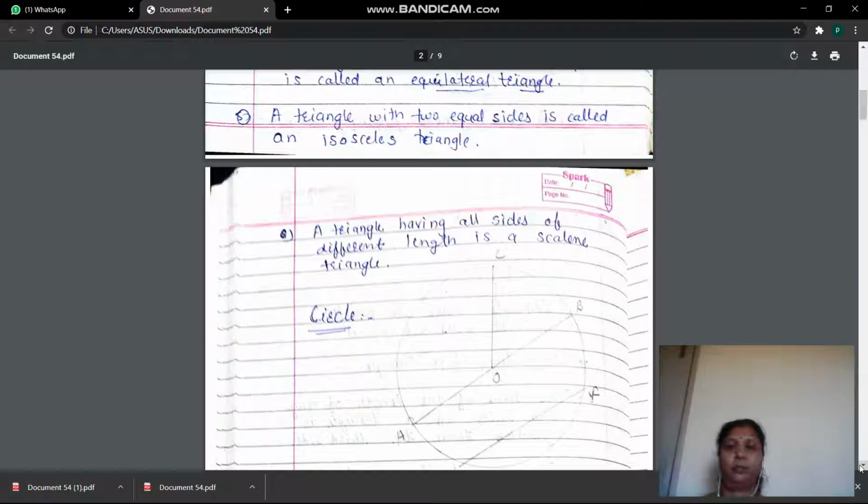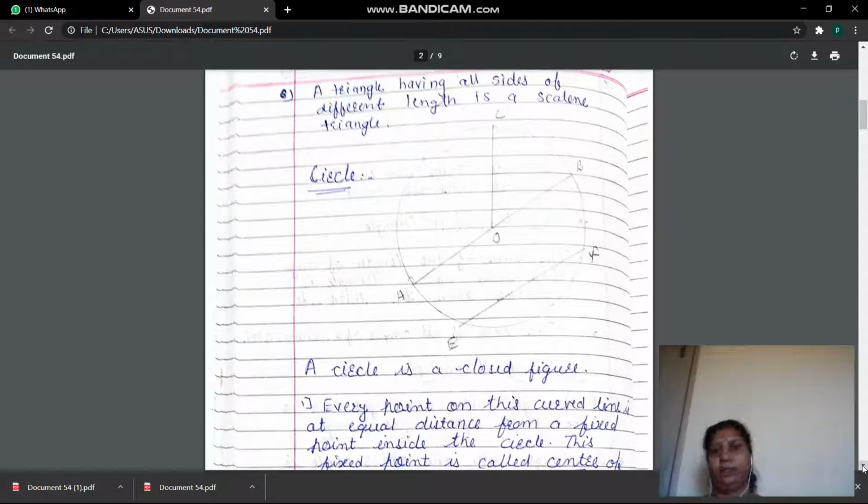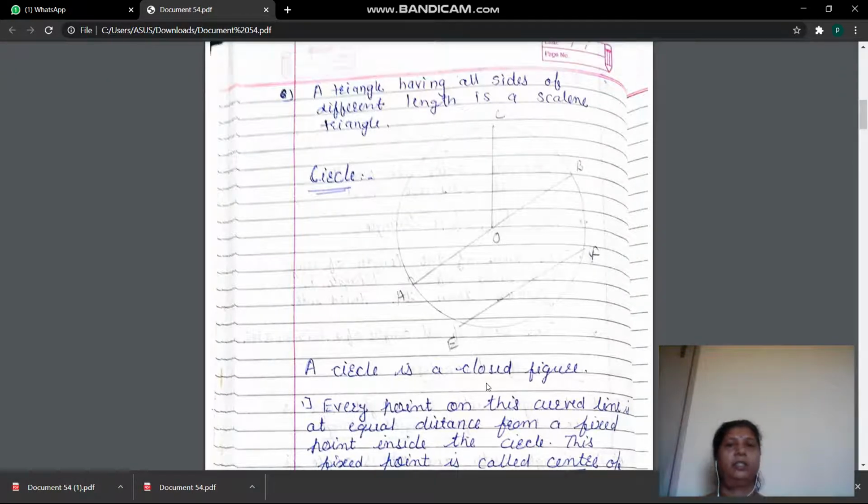Now the next topic is circle. For this topic you have to draw the diagram of a circle. I think everyone now practice to draw the circles. Here you have to take any radius. Okay. First point, a circle is a closed figure. I have not said it is a polygon, it is a closed figure because it is made of a curve.